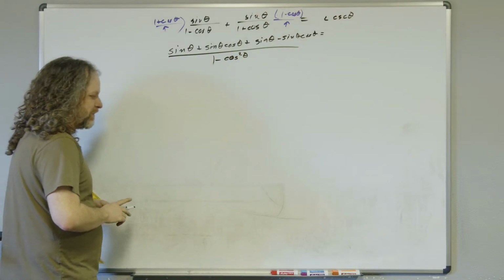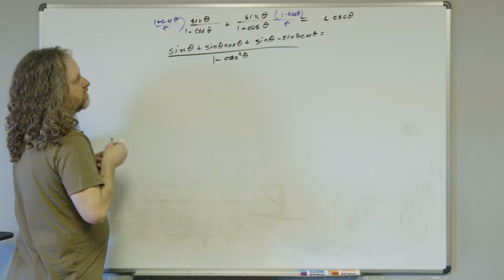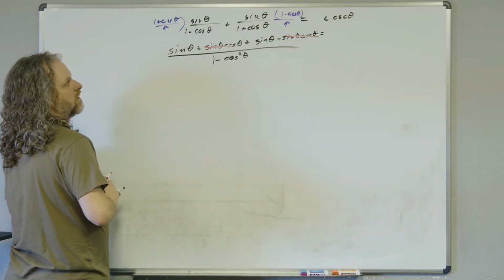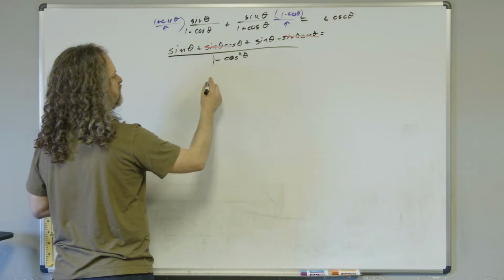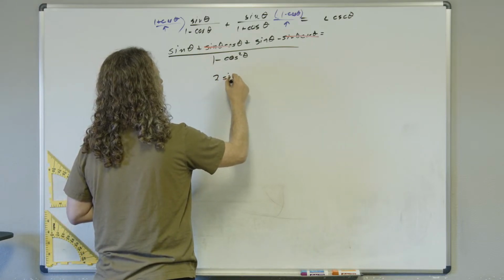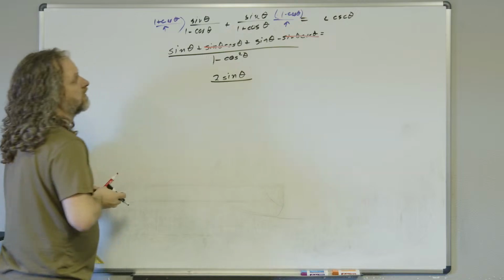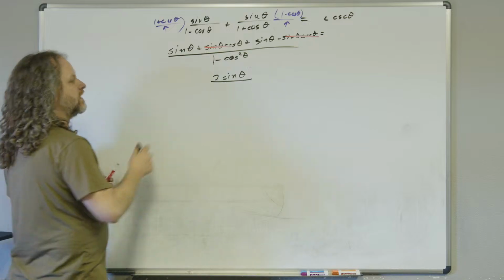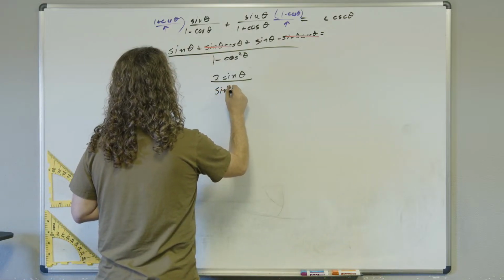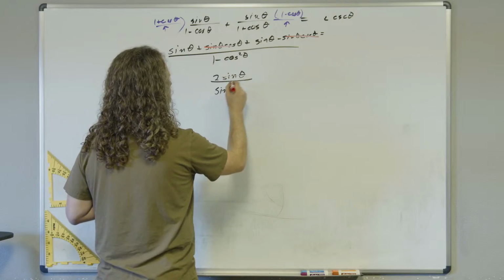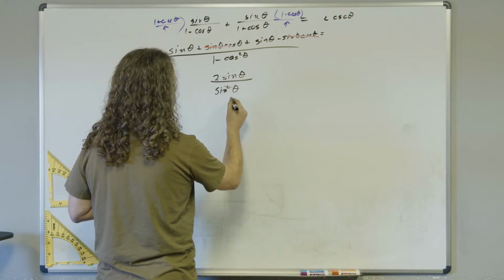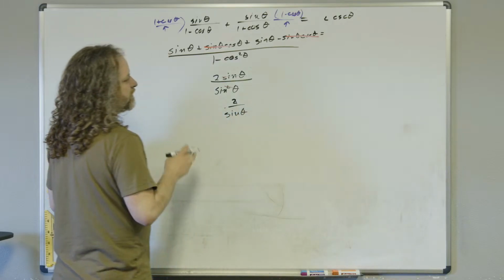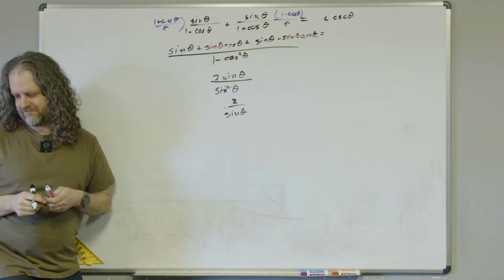What's going to happen in the numerator? Yeah, the sine cosines are going to cancel. And then sine plus sine is 2 sine, right? So we've got 2 sine theta in the numerator. That's where the 2 came from. Now, the denominator, what happens to it? It becomes sine squared theta. And then a sine cancels with one of the sines on top. So we've got 2 over sine, and then Bob's your uncle. 2 over sine equals 2 cosecants.